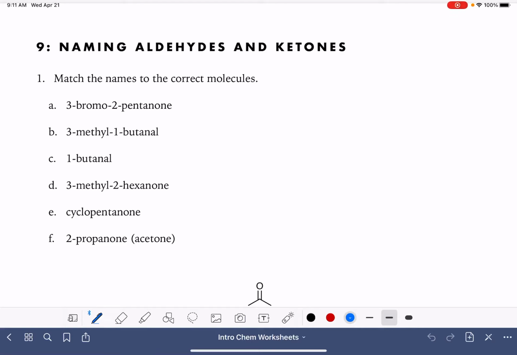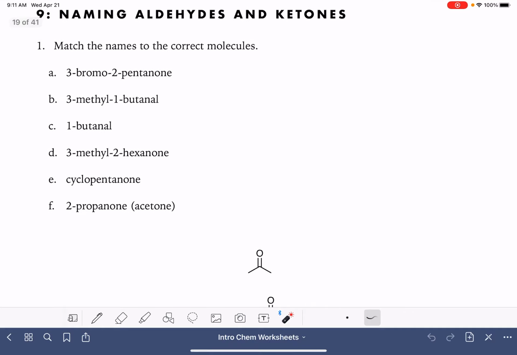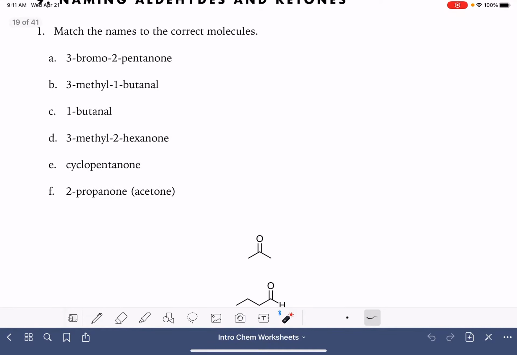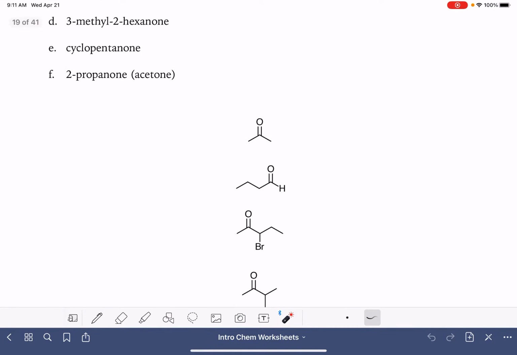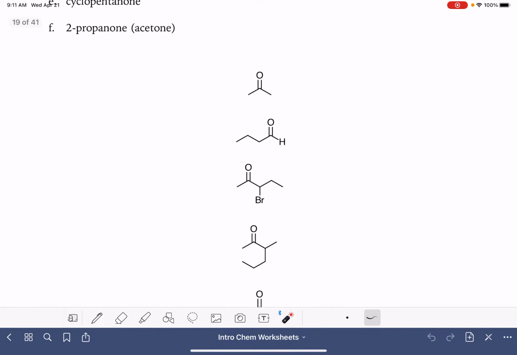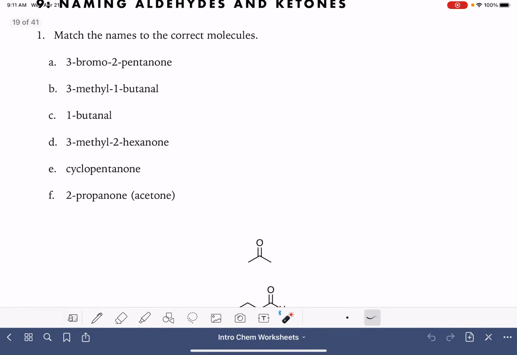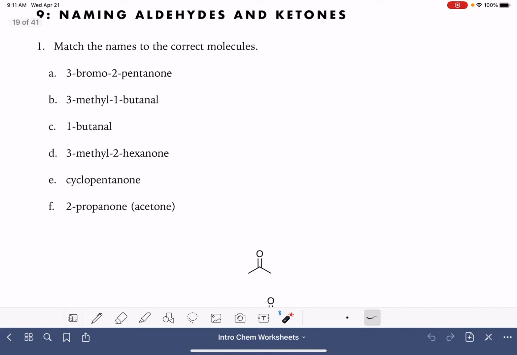On this worksheet, we're going to practice naming aldehydes and ketone molecules. In this situation, we're not going to be coming up with the names. We're just going to be matching the names that are provided to the structures, the molecules that are down here on the bottom. Before we jump into that, I just want to talk a little bit about how we're going to go about naming these molecules.